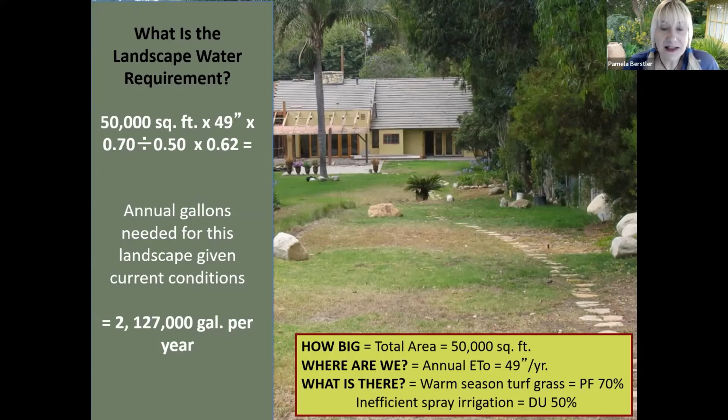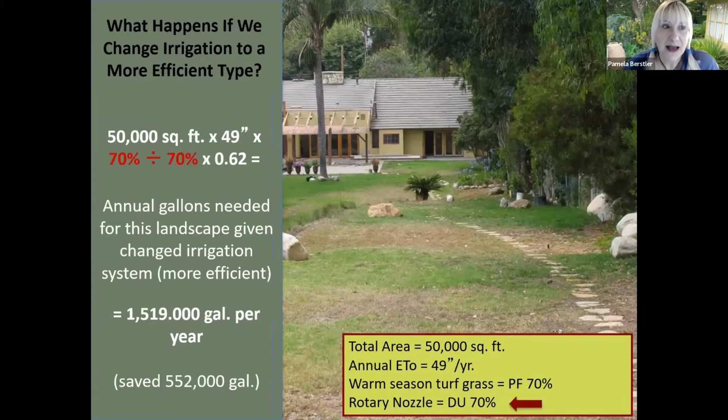And this is the discussion that the designer had with the property owner when they were talking about a renovation for the landscape. Started out with this calculation to show them, and actually was able to tie it back to a water bill to see, yes, indeed, 2 million gallons of water a year are used by this landscape.